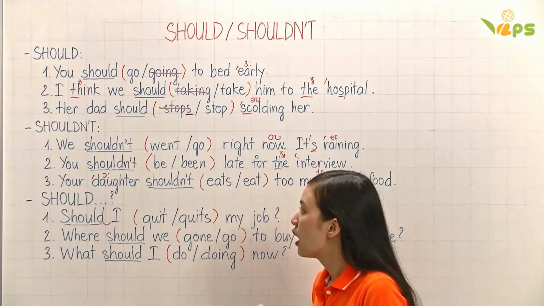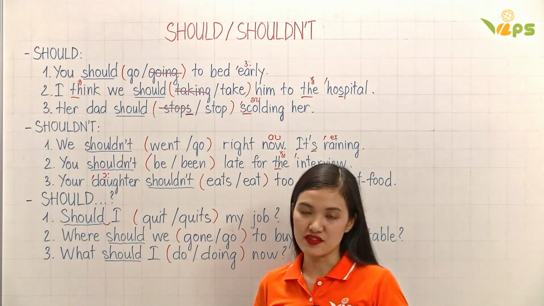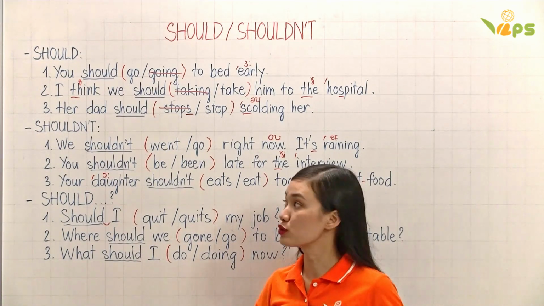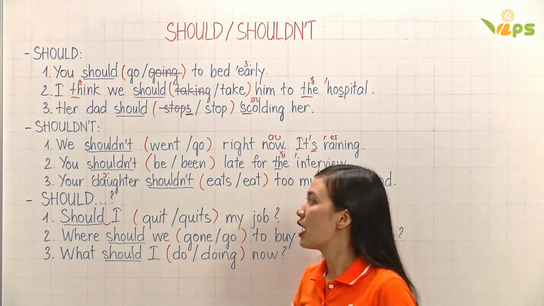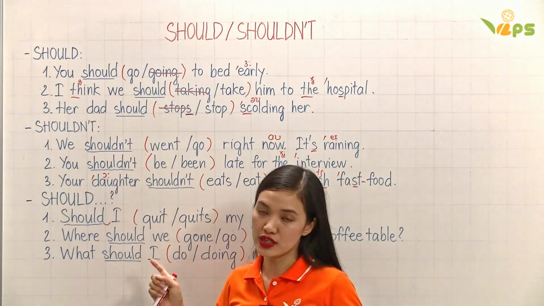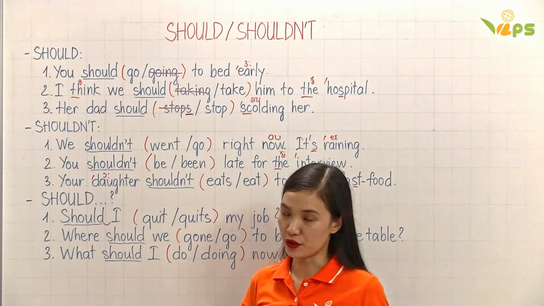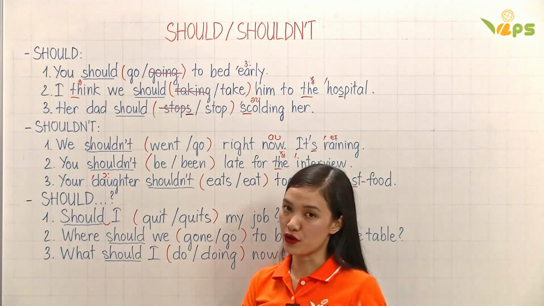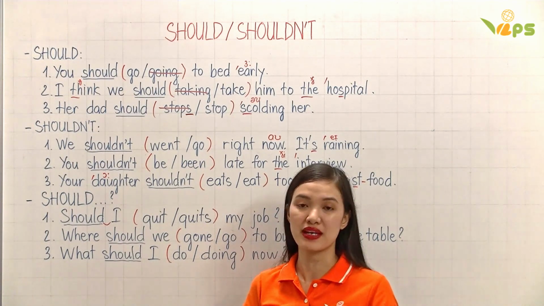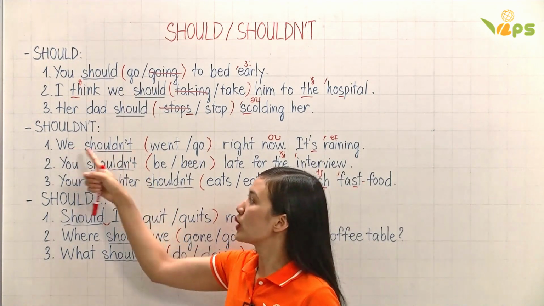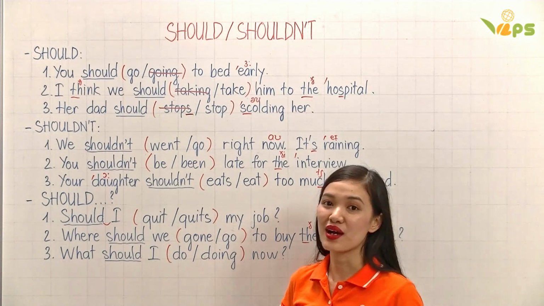Shouldn't. Now, shouldn't is actually should not, but native speakers don't usually use should not, they use shouldn't instead. And after shouldn't is the infinitive without to. That means the base form of the verb. You can say should and then the verb, or shouldn't or should not and then the verb, base form of the verb. So we shouldn't went or go? That is go, right?